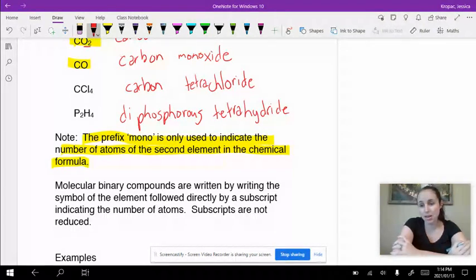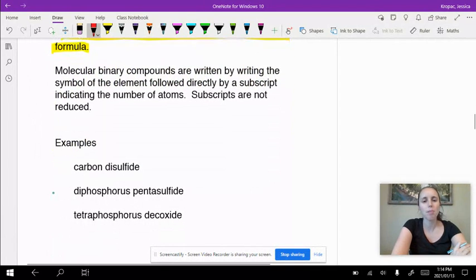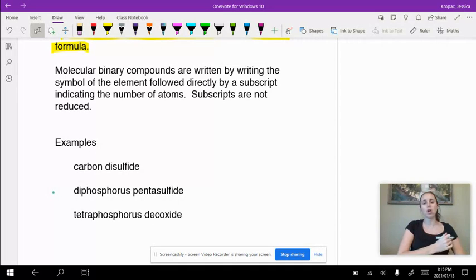Okay, so naming, not that bad. Now we're going to go ahead and work on writing the chemical formula. So we're going to work from the name to the chemical formula, whereas before we were working from the chemical formula to the name. So molecular binary compounds are written by writing the symbol of the element followed directly by the subscript indicating the number of atoms. Subscripts are not reduced. So essentially all you're reporting is what you see. Don't overthink it. Don't try to reduce stuff here. You're literally just telling me how many you have.